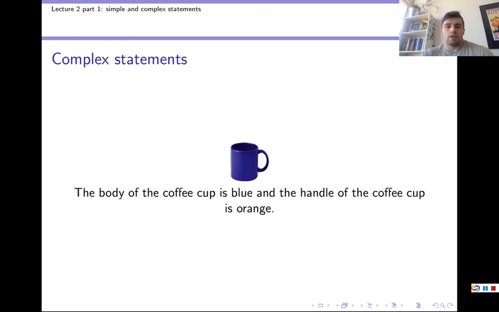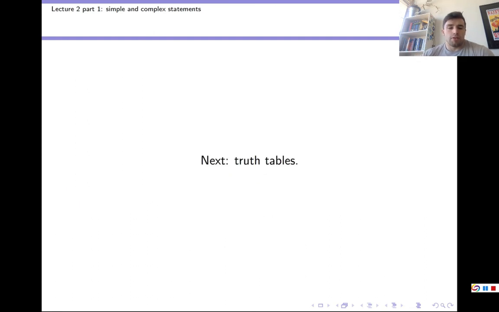The body of the coffee cup is blue and the handle of the coffee cup is orange. It's clearly not orange. Now, truth tables are a way of making precise why this complex statement is false. And so we're going to stop this video here and we'll carry on with truth tables in the next installment.